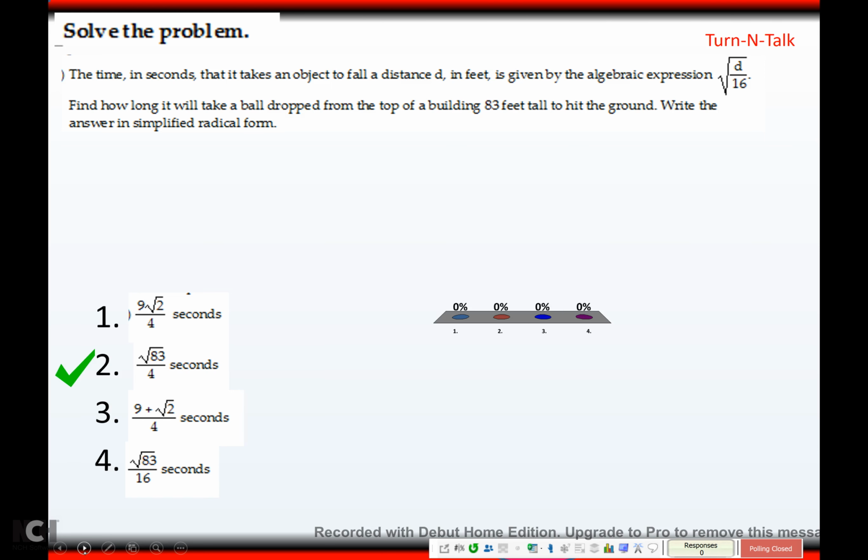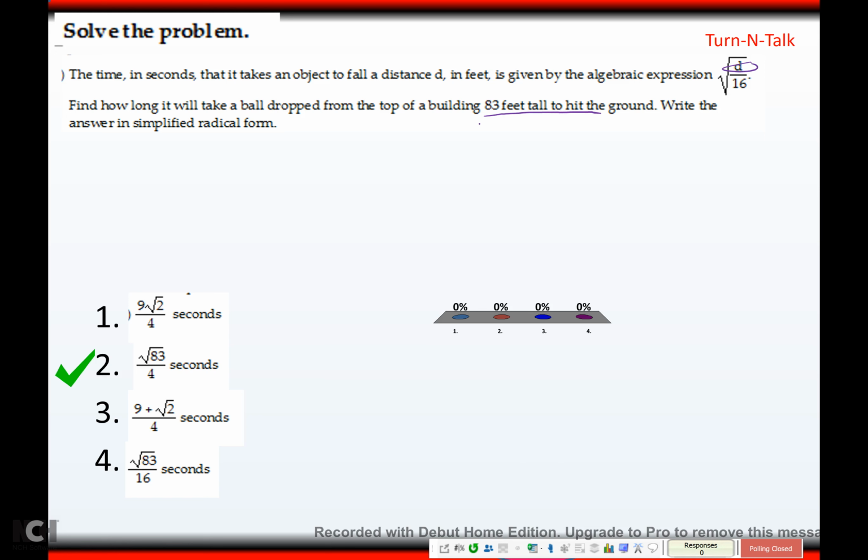The time in seconds that it takes an object to fall a distance d in feet is given by the algebraic expression, the square root of d over 16. Find how long it will take a ball dropped from the top of a building 83 feet tall to hit the ground. Write the answer in simplified radical form.